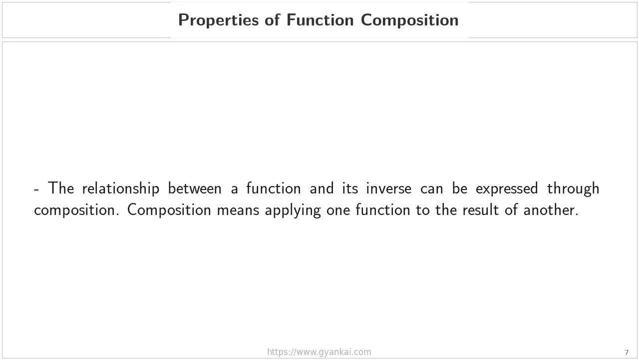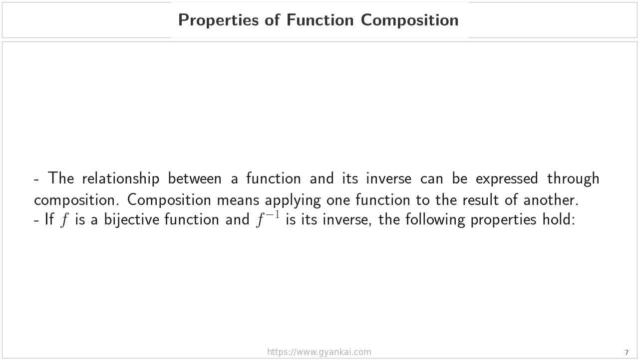Properties of function composition. Now that we have established the conditions for a function to be invertible, let's examine how a function and its inverse interact through a process called composition. In simple terms, composition is when we apply one function to the result of another, essentially creating a chain of operations. Assuming we have a bijective function, which we've already discussed is a requirement for invertibility, let's call this function f, and its corresponding inverse function f inverse.